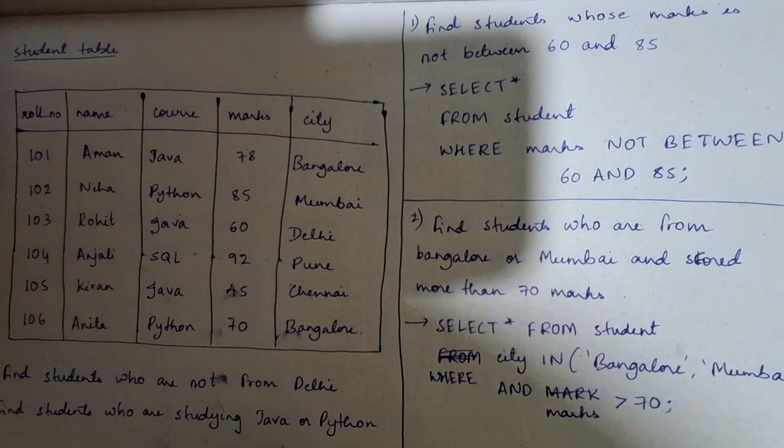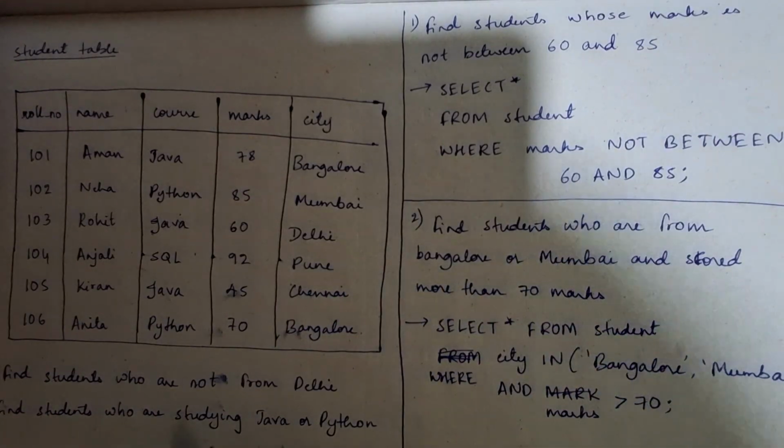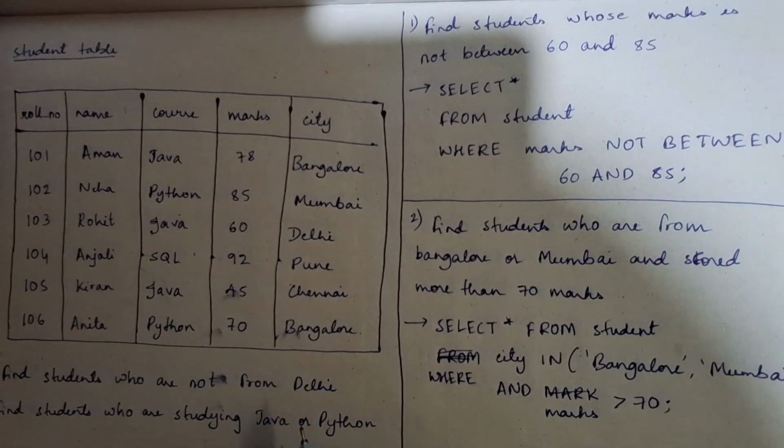So guys, whenever you see many OR conditions, you can replace them using IN operator. Now this is your practice question. Try to solve it by yourself. Find students who are not from Delhi and also find students who are studying Java or Python. Once you are done with this, write your query in the comment box and I will see each and every one's.